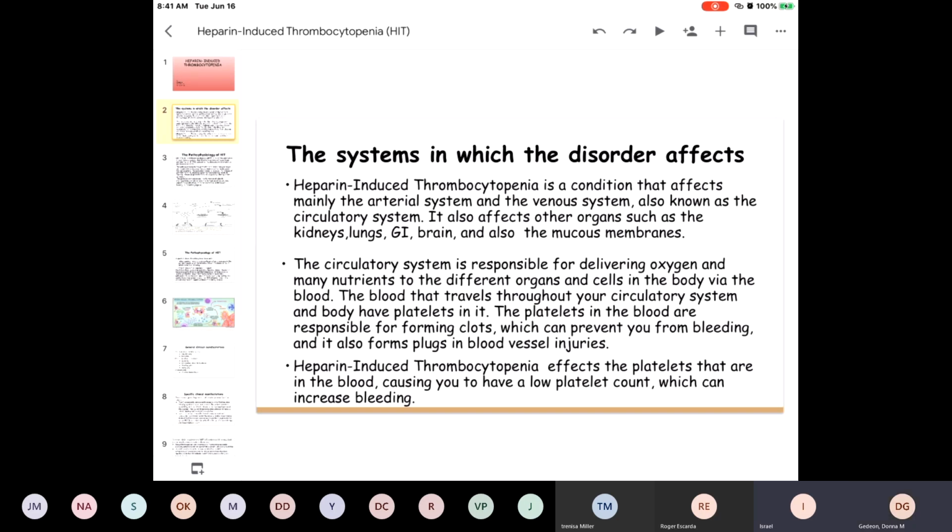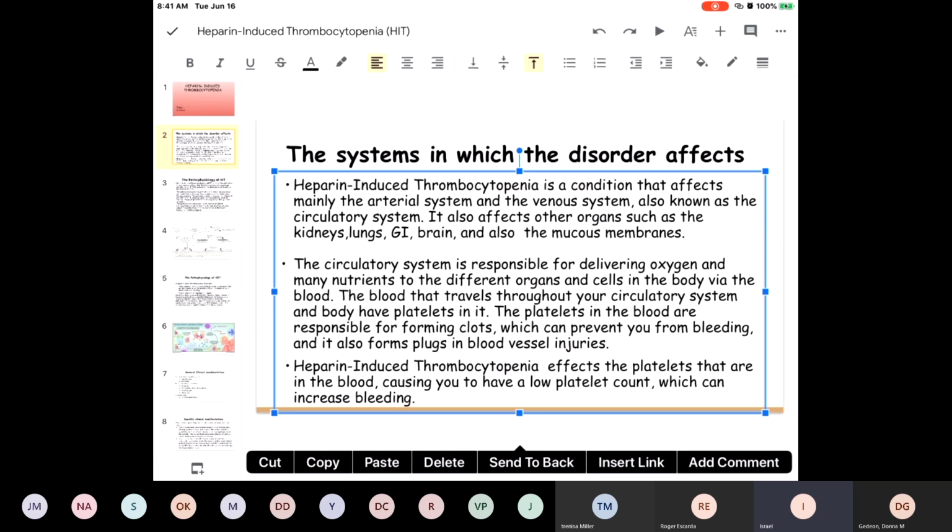Heparin-induced thrombocytopenia is a condition that affects mainly the arterial system and the venous system, also known as the circulatory system. It also affects other organs such as the kidneys, the lungs, GI, the brain, and the mucous membranes. The circulatory system is responsible for delivering oxygen and many nutrients to different organs and cells in the body via the blood.